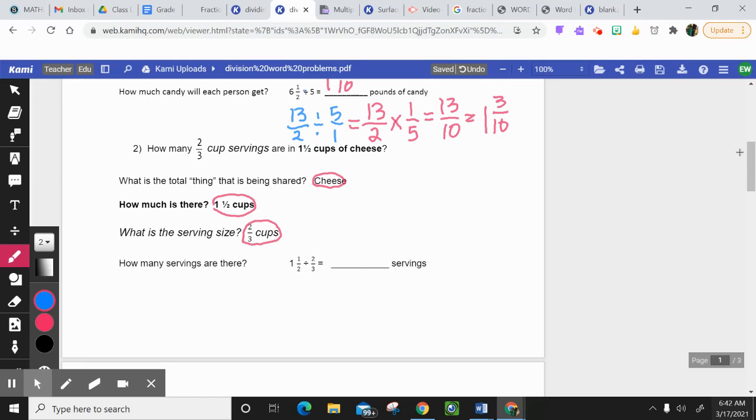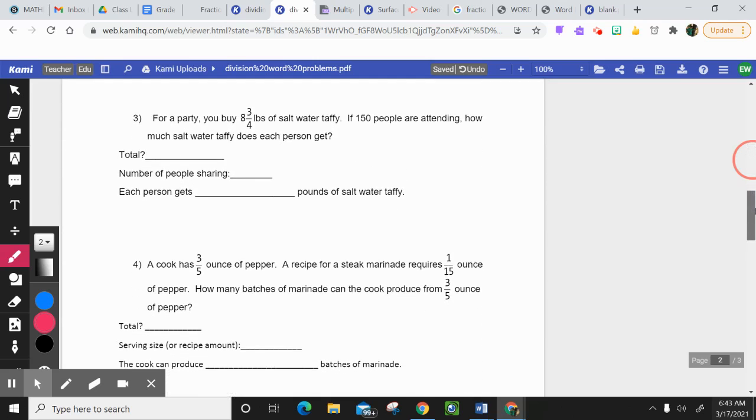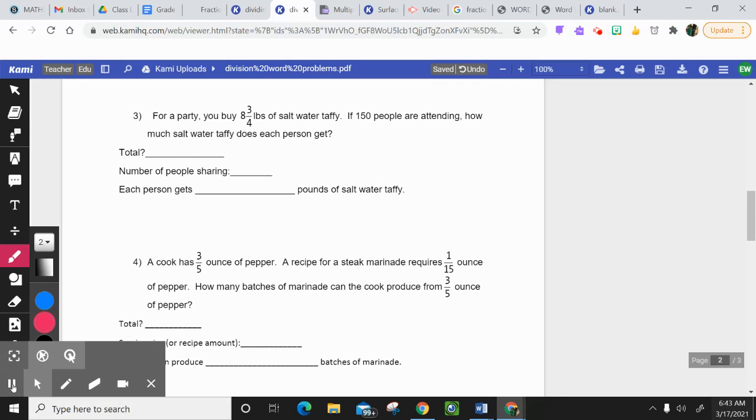So let's turn 1.5 into a mixed number. 2 times 1 is 2, plus 1 is 3. 3 halves, and we're going to divide that by 2/3. You might be tempted to simplify and multiply, but remember, we have to use the reciprocal here. So 3 halves multiplied by the reciprocal, which is 3 halves. 3 times 3 is 9. 2 times 2 is 4. Let's go ahead and make that a mixed number. So it's 2 1/4 servings. Okay. So I'm going to pause, and you can work on 3 and 4.